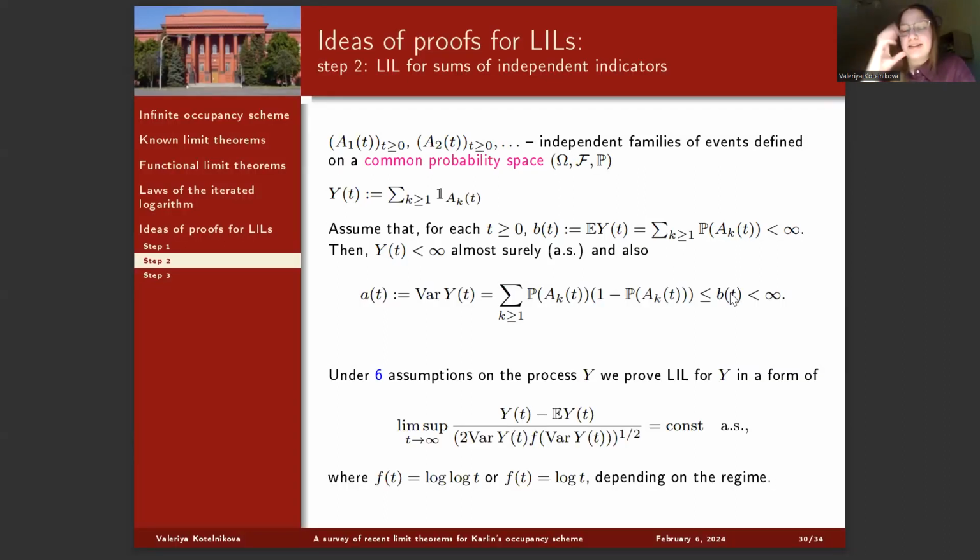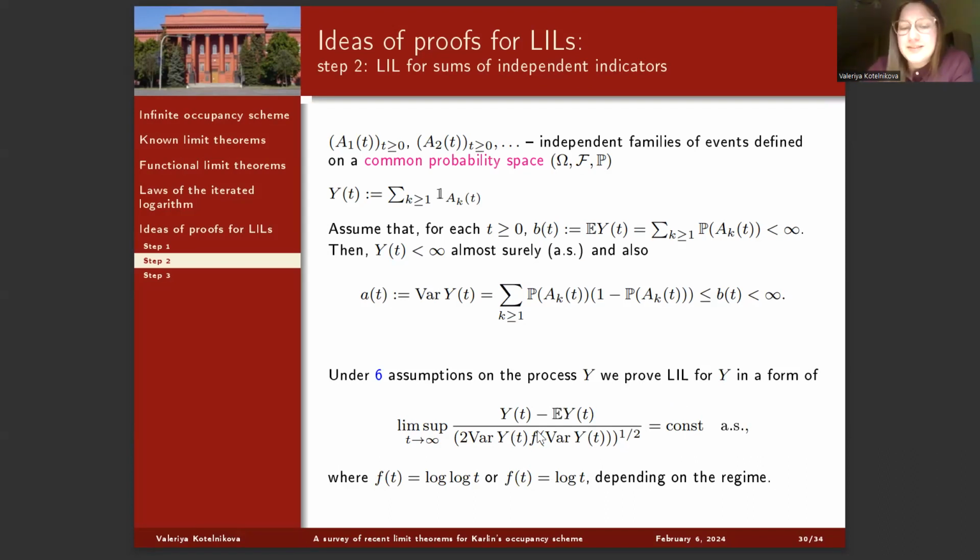Under 6 assumptions on this process Y, we have proven the law of iterated logarithm for Y in such a form that the upper limit of this fraction is equal to a constant and the lower limit is equal to minus the same constant.